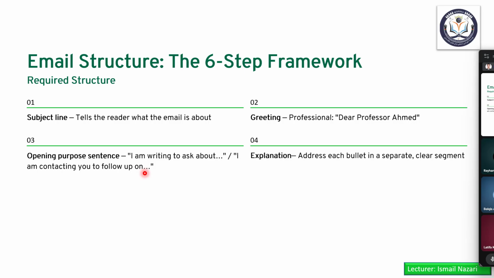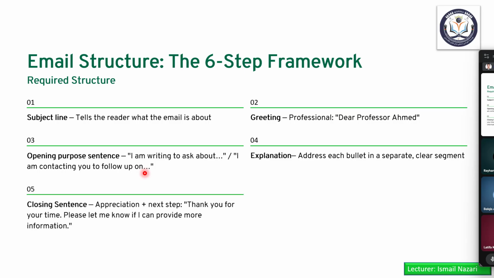The fourth section is the explanation section. In the explanation section, we will address the bullet points in separate and clear segments. We need to address the bullet points that the test gives us and then write and explain each one clearly. So, explanation is the fourth part of the email on the test.